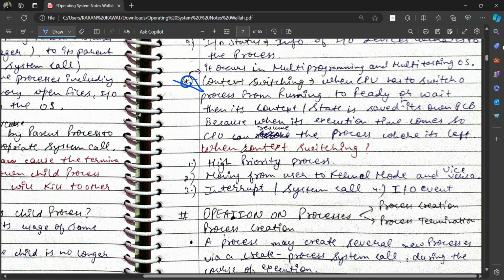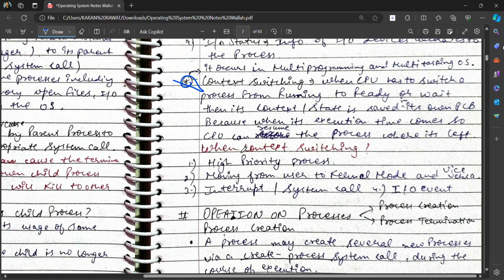Now this complete process is known as context switching. Simple, very simple. Context switching, you get it? Context basically means the state, and switching. I think you have a clear idea now. The CPU is switching a process from running to ready, or we can say wait. They are both different.